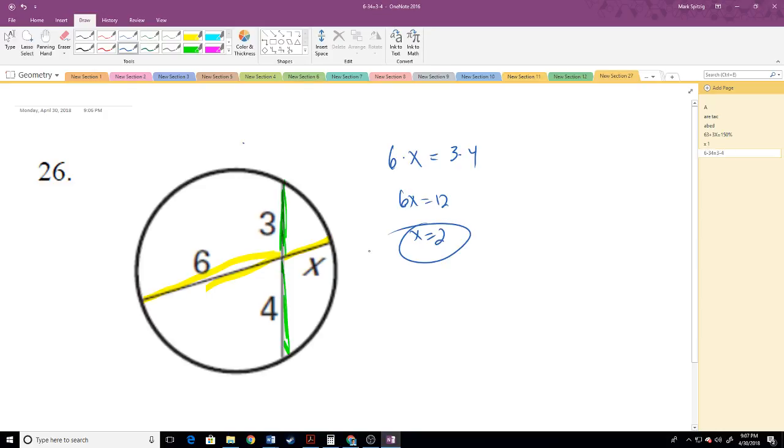So the idea is basically, you know the formula for chord segments, and you're good here. There's nothing even obfuscating it. It's just, bam, there it is, straightforward, right at you, two chords.